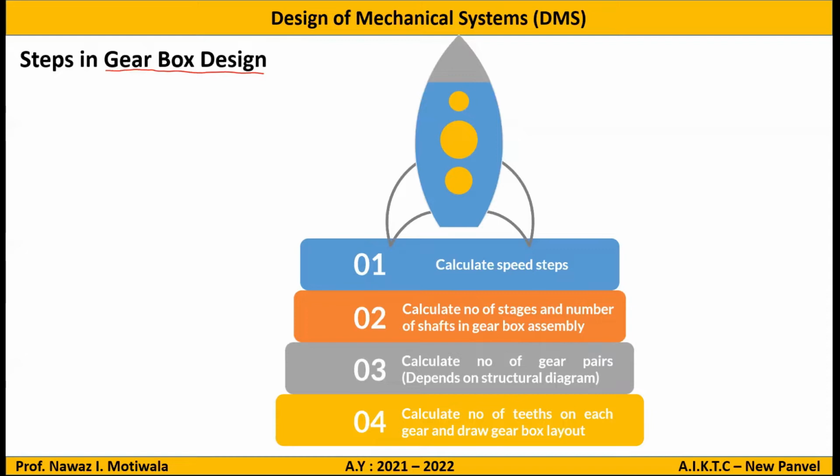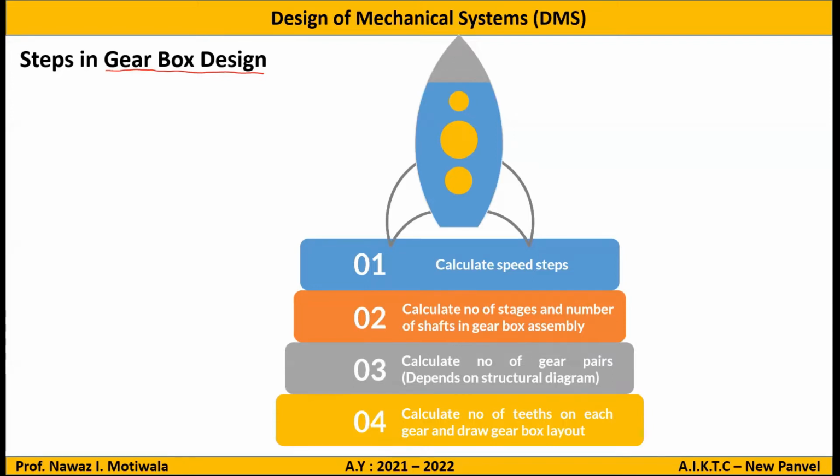So the last step will be, as we have seen in step number 3, the gears which will be mating. For those mating gears you have to find out the number of teeth, how many teeth will be on the pinion and how many teeth will be on the gear, and then finally we have to give the gearbox layout. Okay, this is the entire gearbox which I have designed.